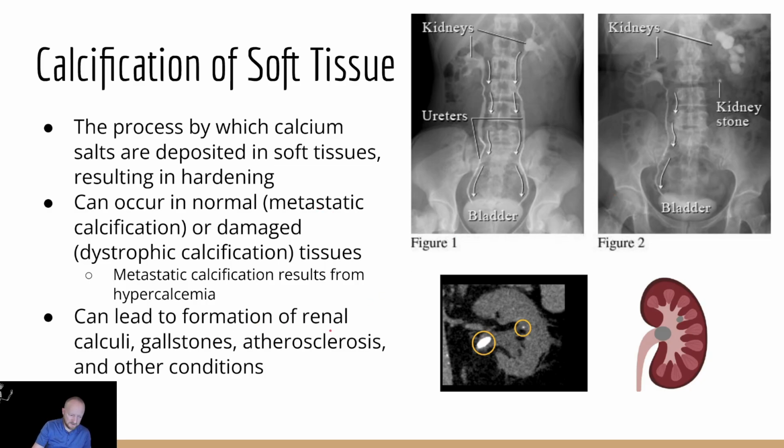Can lead to formation of renal calculi, so kidney stones, gallstones, atherosclerosis. I should have put a slide of that too. So that, if you know what that is, great. It's our hardening of our arteries and other conditions. You see that? I don't think that's coming out normally. That's probably a surgery, right? So right there at the start of the ureter coming out of the kidney. The small one, maybe they could pass.